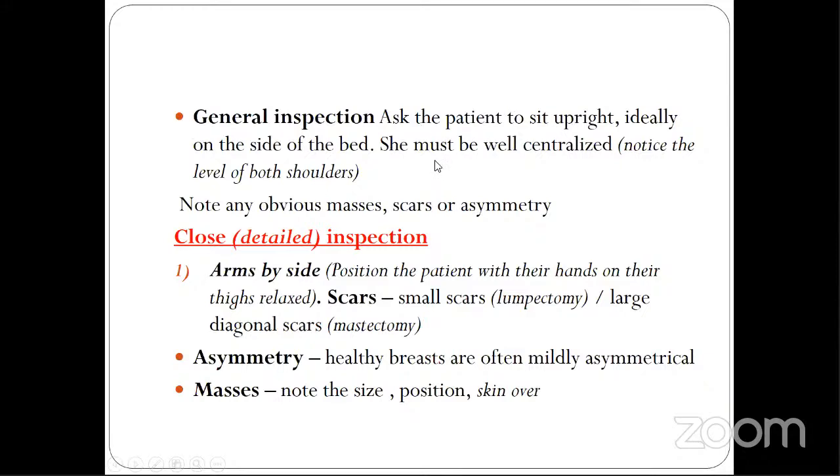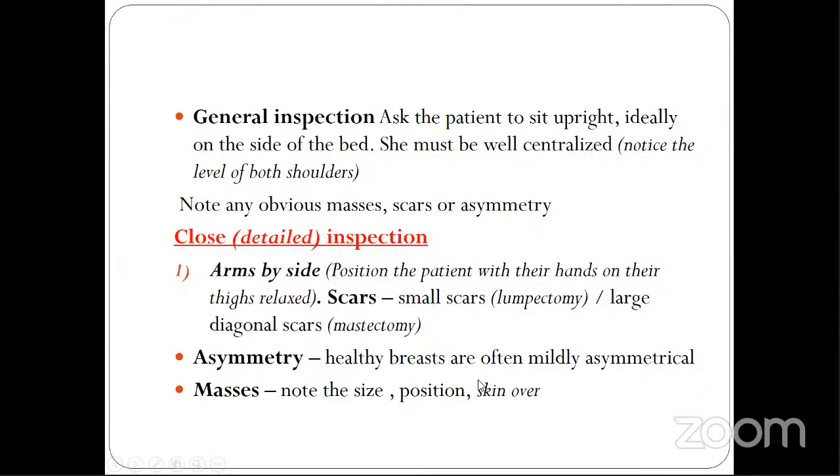The patient must be centralized. How do we know the patient is centralized? By the level of the shoulders. And we will examine for any masses, scars, or asymmetry. Arms by the side, with the hands on the thighs. We will inspect for scars and the site of scars, and whether the scars are large or small. As we said, asymmetry.